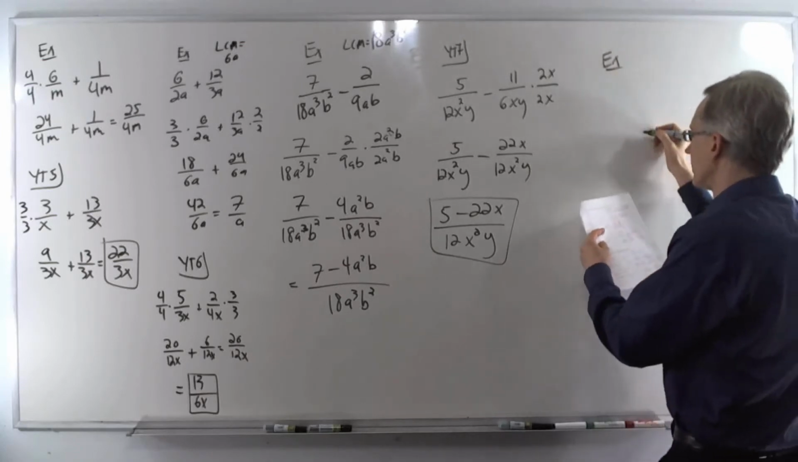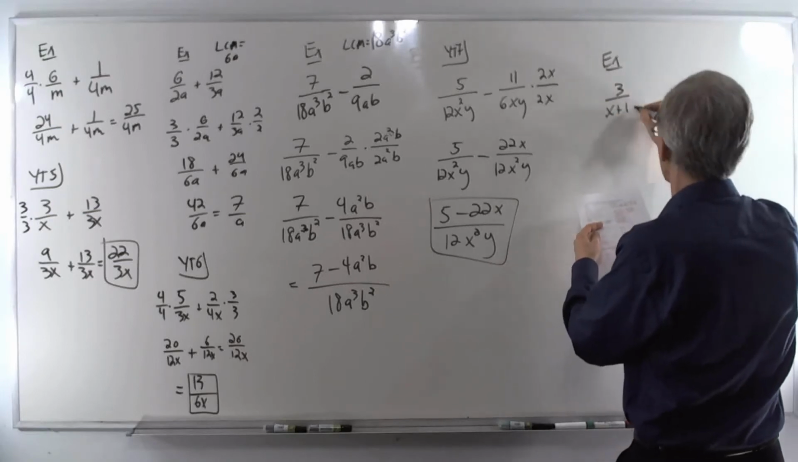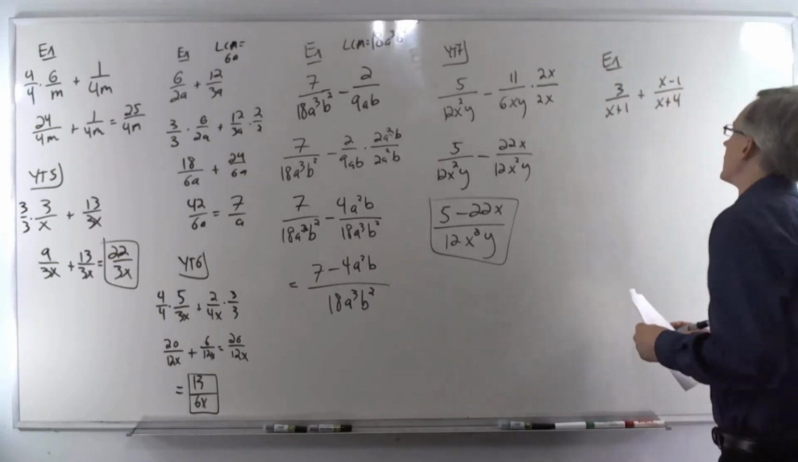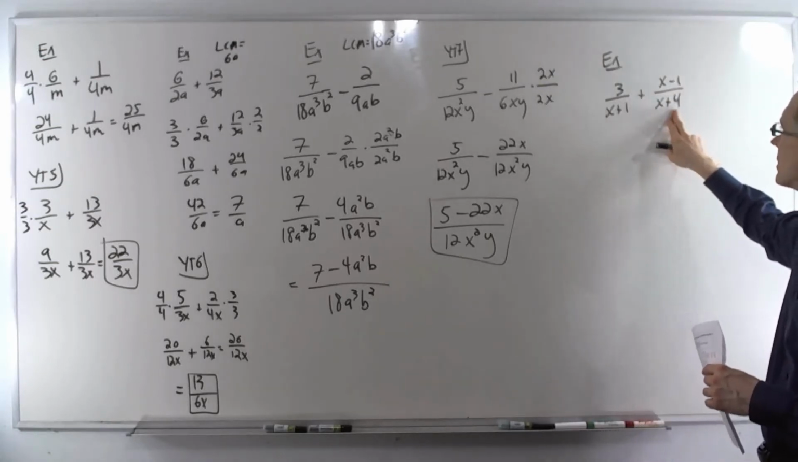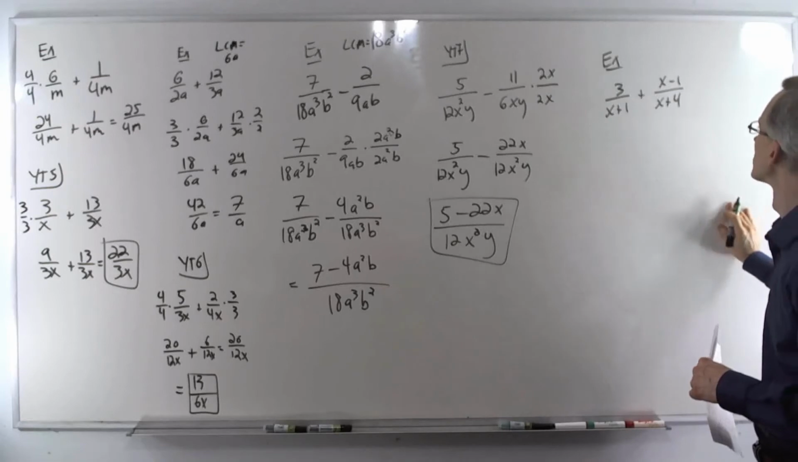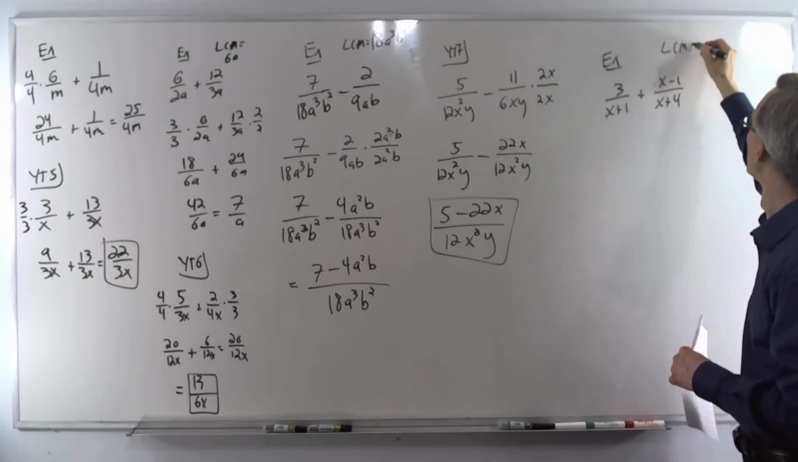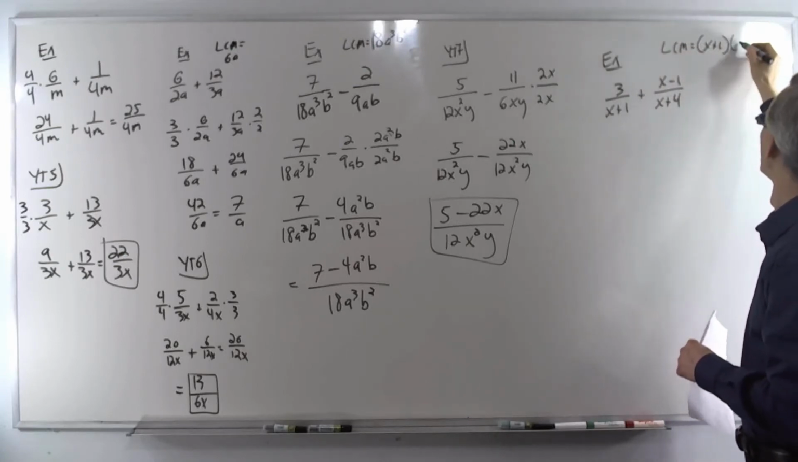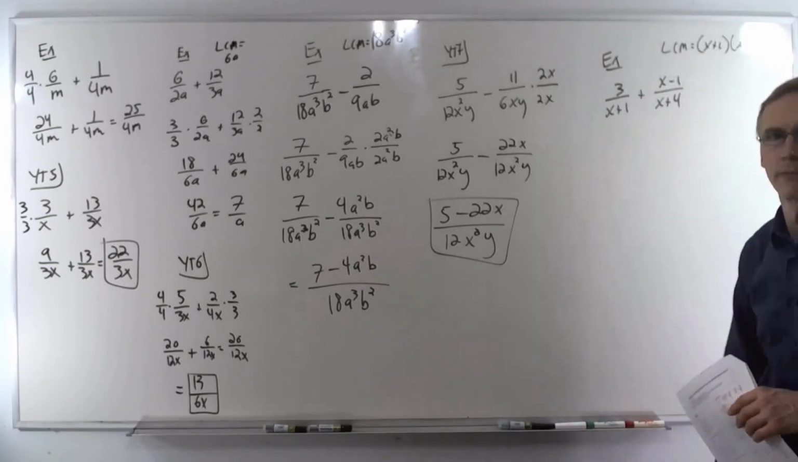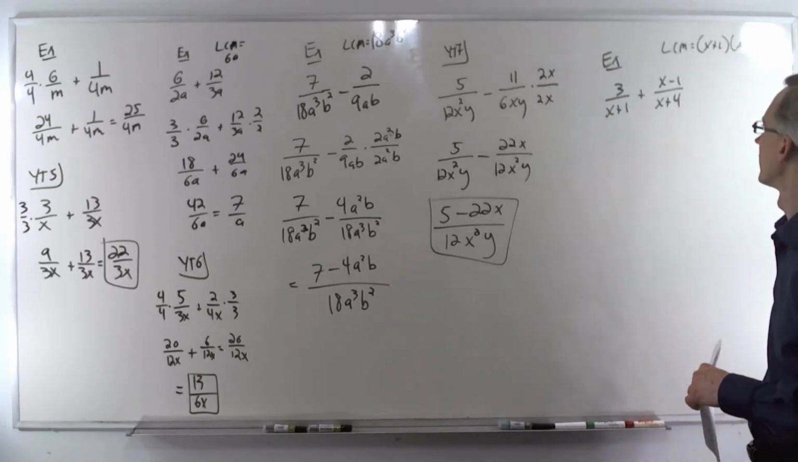Combining, 5 minus 22x over 12x squared y. Now we're going to look at some binomials as denominators. All right, we have different binomials, and there's no common factors between them. So that means the only way we can get a common denominator is by using the product of the two. Well, it's not the only way we can get a common denominator. That's going to be the least common denominator.